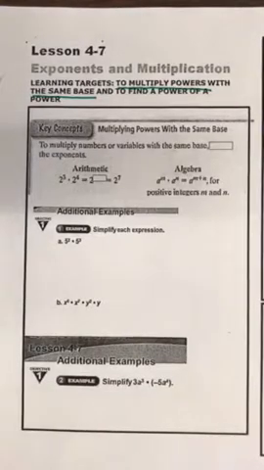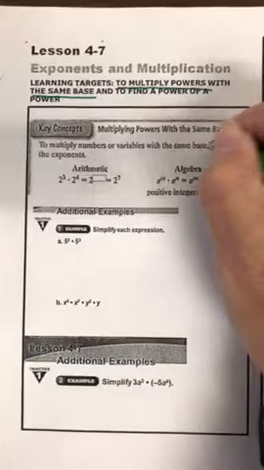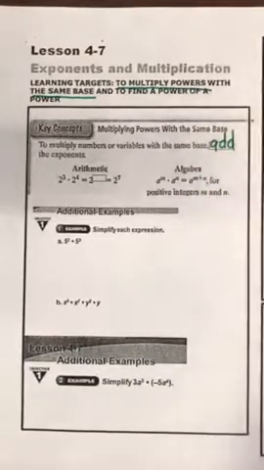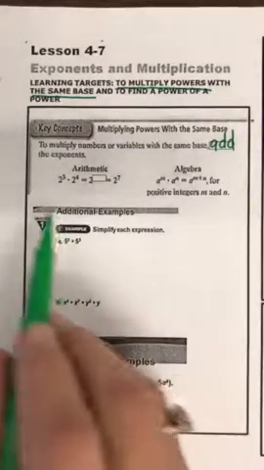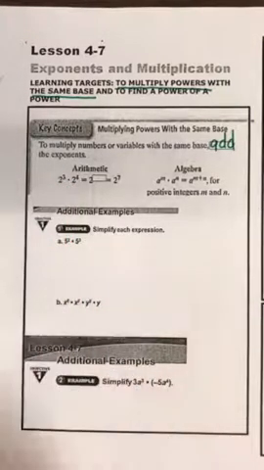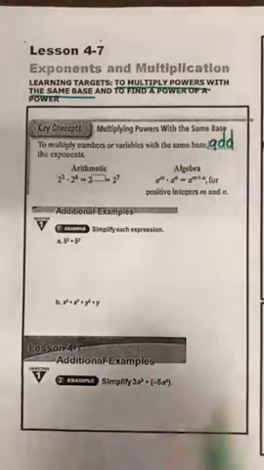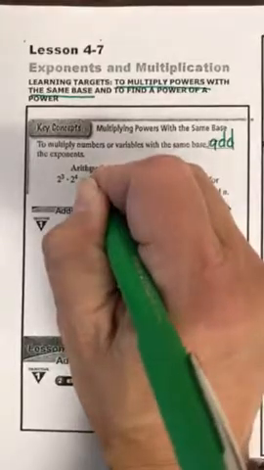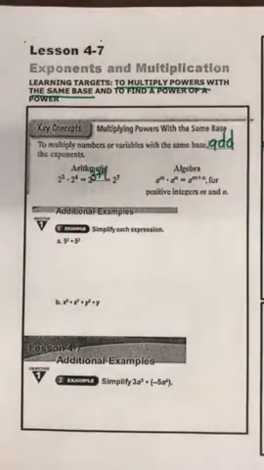To multiply numbers or variables with the same base, you need to add, super important, add the exponents. To show you this with arithmetic, if it says 2 to the third times 2 to the fourth, your common base is that 2. So because of that, you're going to add the exponents. So we're going to have 2 to the 3 plus 4, which equals 2 to the 7th power.